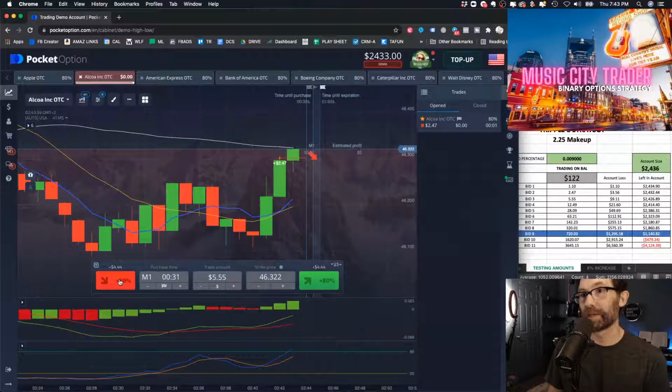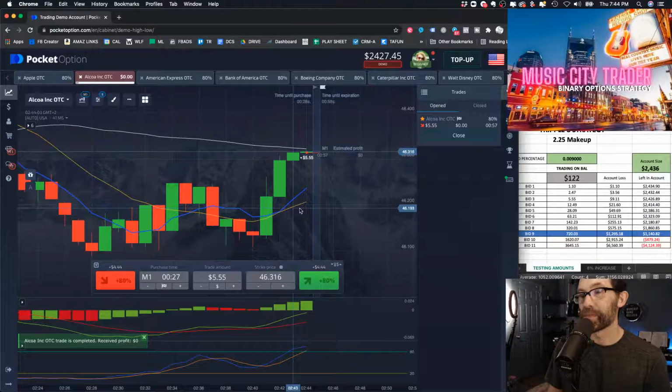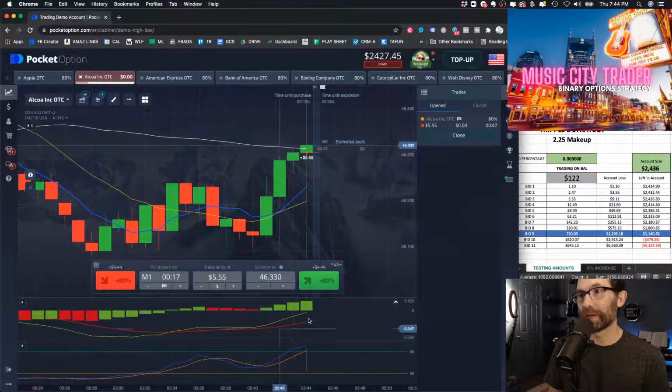So I'm going to say I am losing this one. I'm going to go ahead and put this again. Now this is my third bid at 5.55. This is sort of setting up a little trend. You've got the blue going up, the yellow going up, you've got all this.